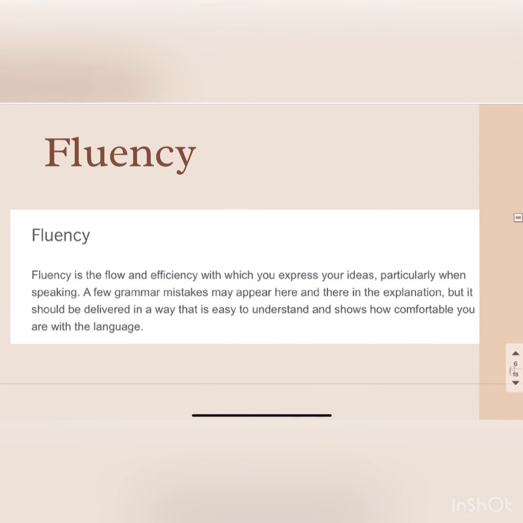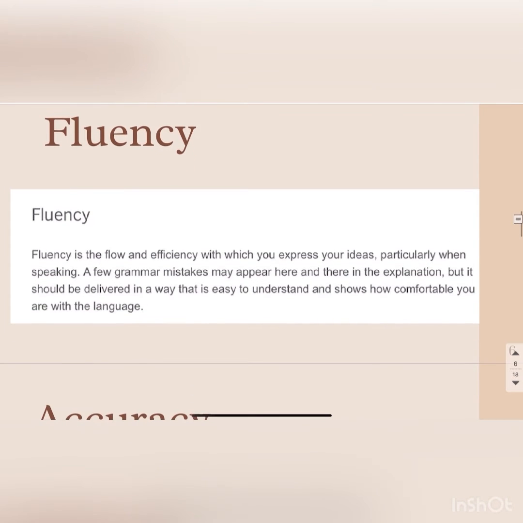Here is the meaning of fluency. Let's read it together. Fluency means what? It is the flow and efficiency with which you express your ideas, particularly when speaking. A few grammar mistakes may appear here and there in the explanation, but it should be delivered in a way that is easy to understand and shows how comfortable you are with the language. This is what we mean by fluency.